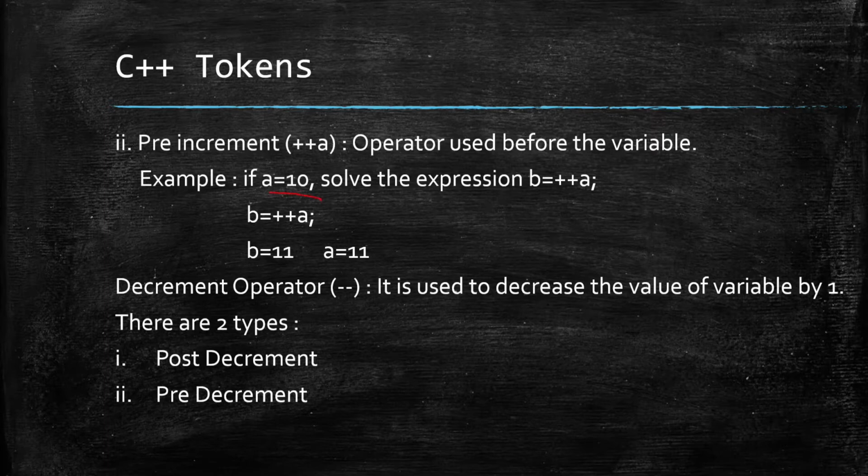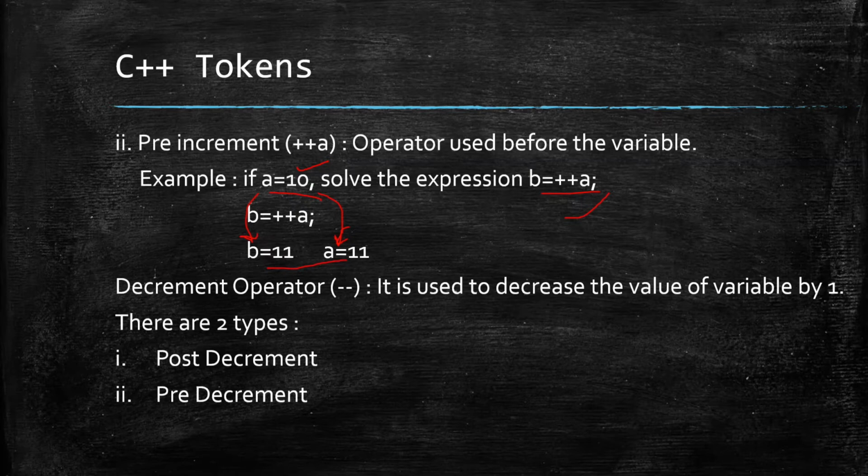If a is equal to 10, solve the expression b is equal to plus plus a. So whenever you are given pre-increment, you just increment the value of 1 first and then you assign the same value to a and b. That's all. So whenever you get these type of pre-increment expressions, you will directly increment the value of a and assign it to both a and b. Here you will have both the values same.